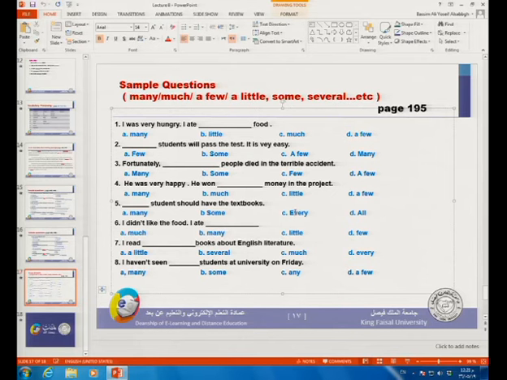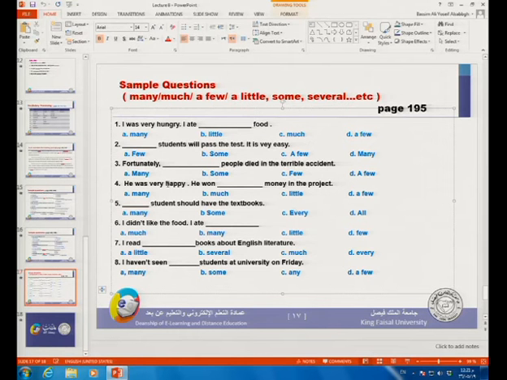I didn't like the food. I ate. So in the previous example and other examples, you need to pay attention to two things. First of all, which word should fit here, all right? And if you are left with two options, for example here in this one, money, you are left with much and little. Both can be used with money. Now the answer is, which one to choose?